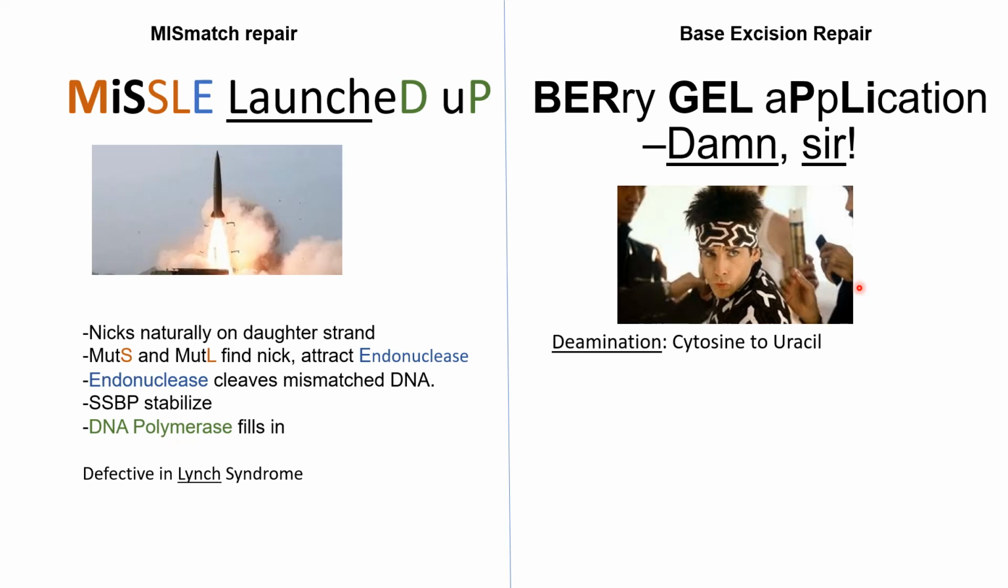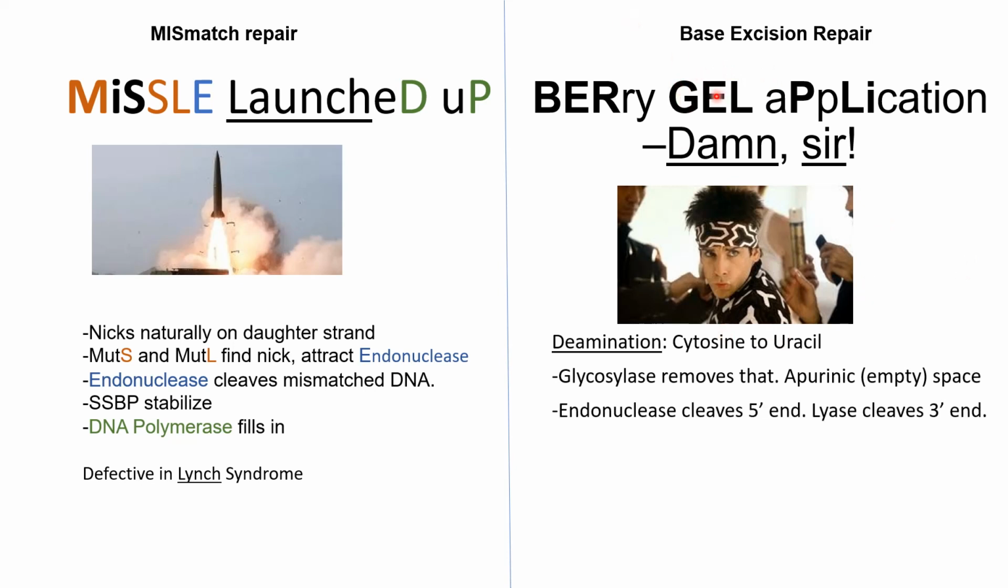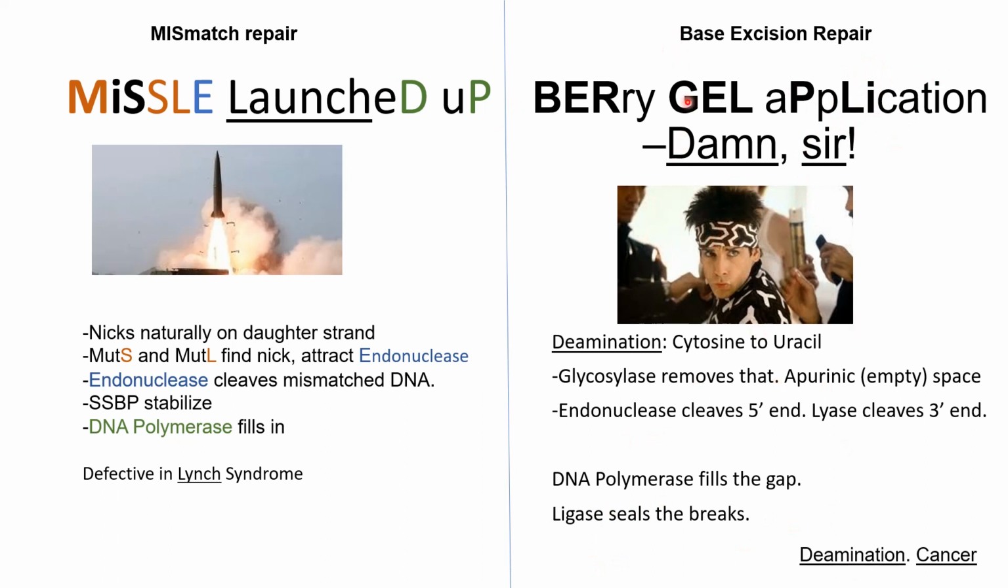So that's not good. The way you repair it is glycosylase comes in and removes it, and then you've got an empty spot there. Endonuclease cleaves the 5' end, lyase cleaves the 3' end, and then DNA polymerase fills in the gap, and then ligase seals the breaks. So that's just the sequence of proteins that's involved.